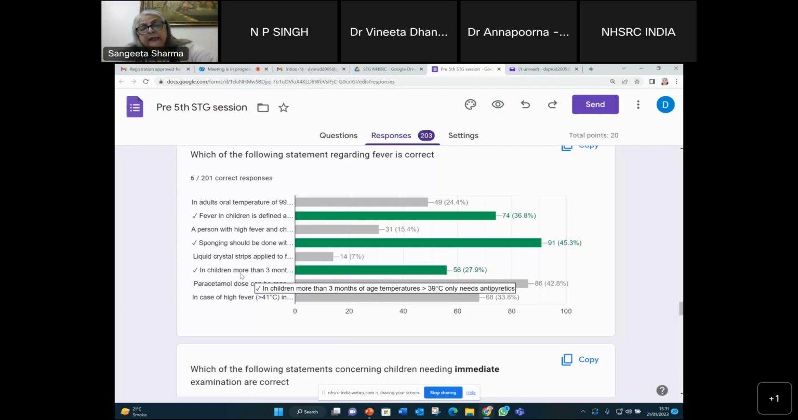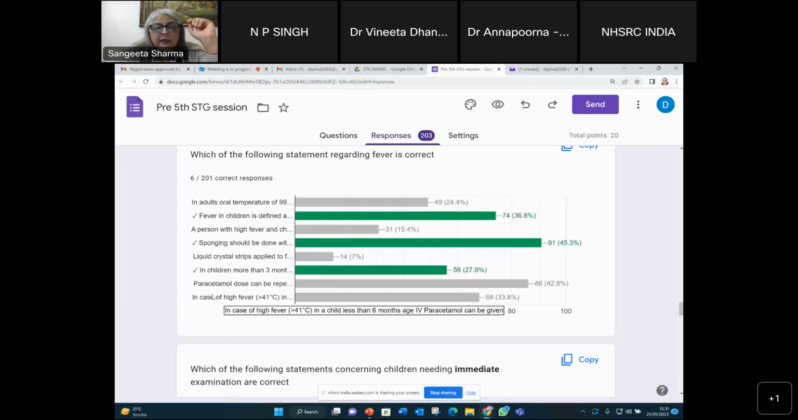Now then, in children more than 3 months of age, temperature more than 39 degrees only needs antipyretics. Again, like in adults, I said 38 and above, antipyretics should be given. But in children more than 3 months of age, low grade fever is not to be treated with antibiotics.